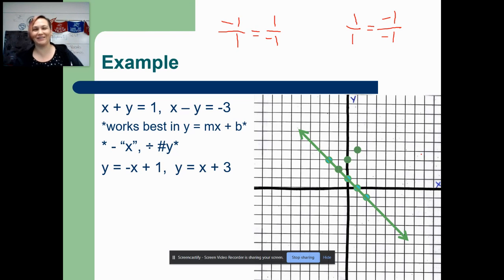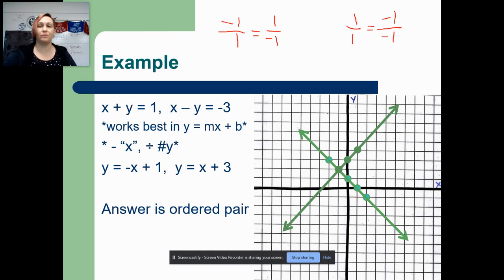You've found your solution. Now, I do still want to see that you drew two lines, so make sure that you have your two intersecting lines on your graph. But the graph is not the final answer. The graph is actually the work that you're showing to get your final answer. And your final answer should be an ordered pair.